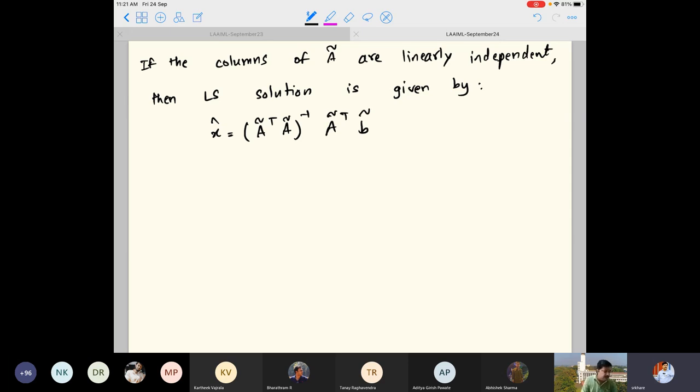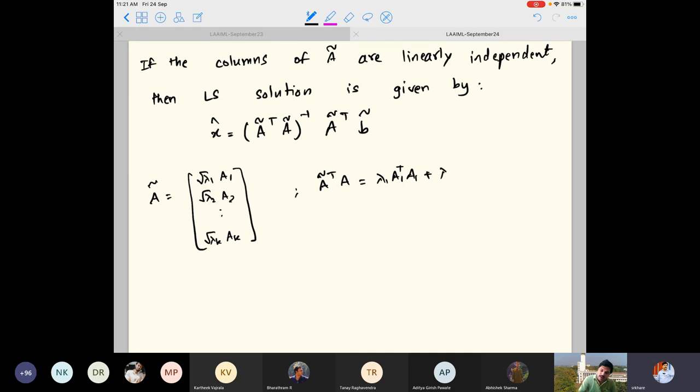And what is A tilde transpose A tilde? So A tilde, if I write it down, is square root of lambda 1 into A1, square root of lambda 2 into A2, and so on, square root of lambda k into AK. Suppose this is my A tilde. Then do you agree that A tilde transpose A tilde is lambda 1 A1 transpose A1 plus lambda 2 A2 transpose A2 plus so on and so forth plus lambda k AK transpose AK? This is what A tilde transpose A tilde will be equal to.